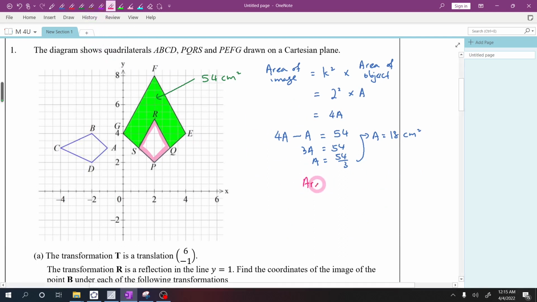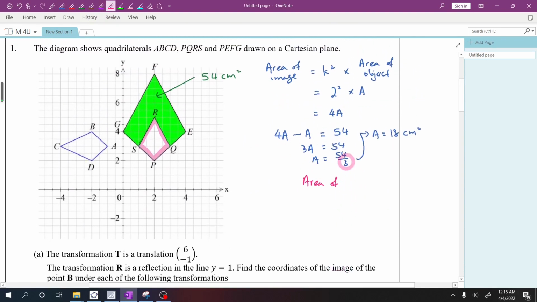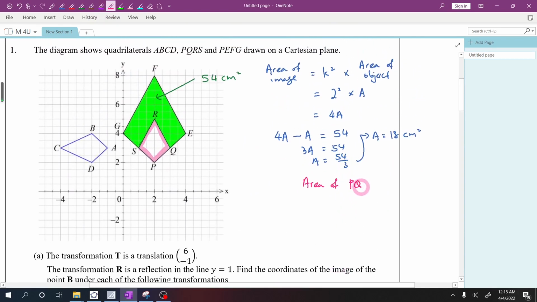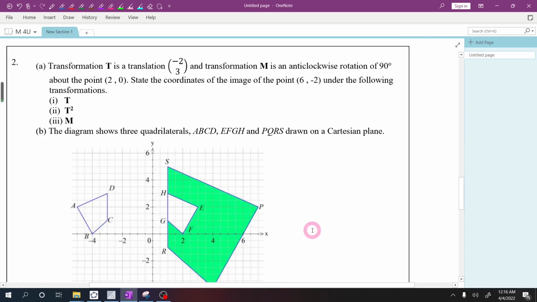Okay, so the area of PQRS is equal to 18 square centimeters. So remember this formula, we always need to use it to help us get the area of the image or the area of the object under an enlargement. Okay, let's try one more question.